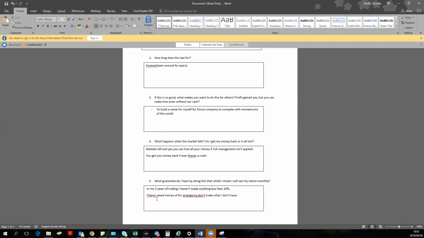If the market does crash, you get your money back. That's the worst case scenario. You're getting your money back. You're not getting the returns, basically.